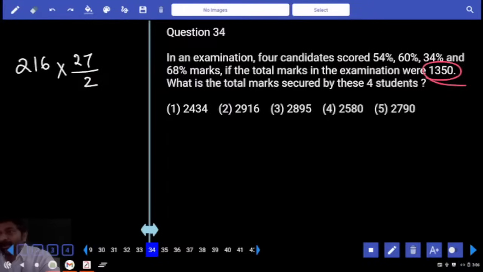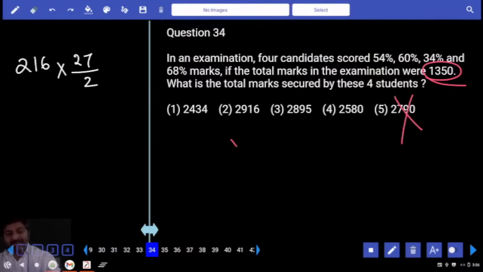Do you have 5 multiple? Can your answer be a 5 multiple? Second option, final answer. Or else you can verify last digit verification also. 6 into 7 ends with, denominator ends with, 2 into which number ends with 2? Either 1 or 6. There is only one option which is ending with 6.